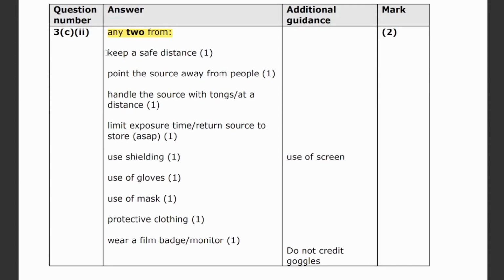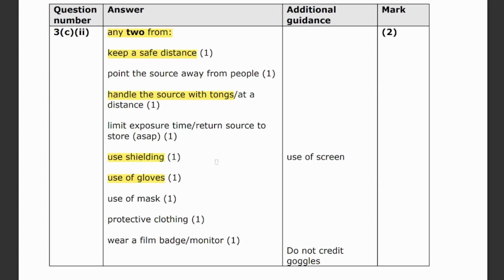3C2, keep a safe distance. This is what we said. Point the source away from the people. Handle the source with tongs or at a distance. Again, this is something that we also said. Use gloves, or you can use shielding. We mentioned all 4 of them. We combine gloves or tongs into one. We'll still get those 2 marks.